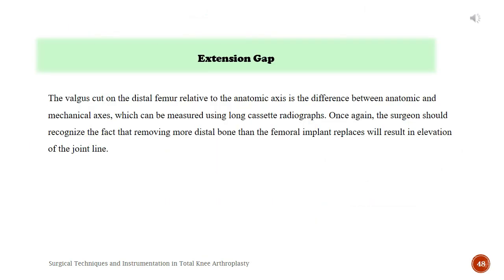Extension gap. The valgus cut on the distal femur relative to the anatomic axis is the difference between anatomic and mechanical axes, which can be measured using long cassette radiographs. Once again, the surgeon should recognize the fact that removing more distal bone than the femoral implant replaces will result in elevation of the joint line.